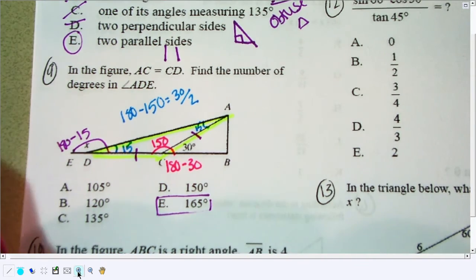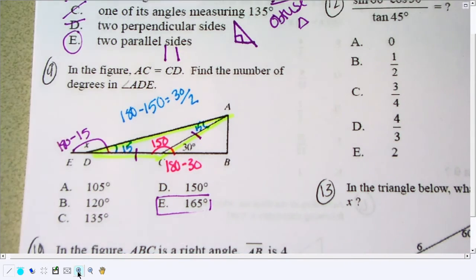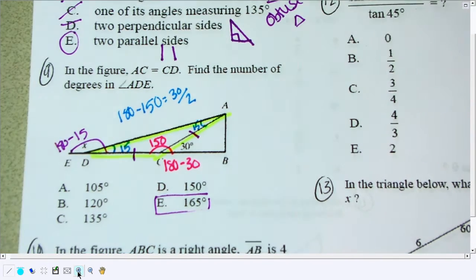So 9 is hard, especially if you don't notice that it's an isosceles triangle. It kind of pieces apart 3 different ideas. You have to know linear pairs, you have to understand isosceles triangles, and you have to know that triangles add up to 180. All right, number 10.